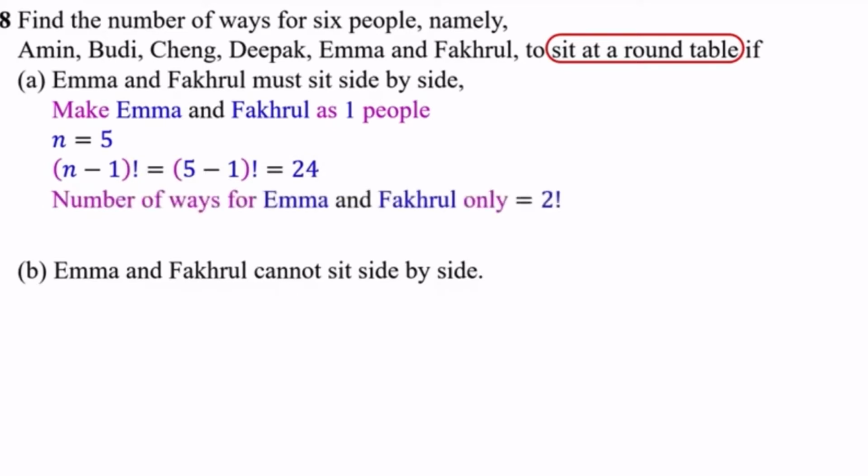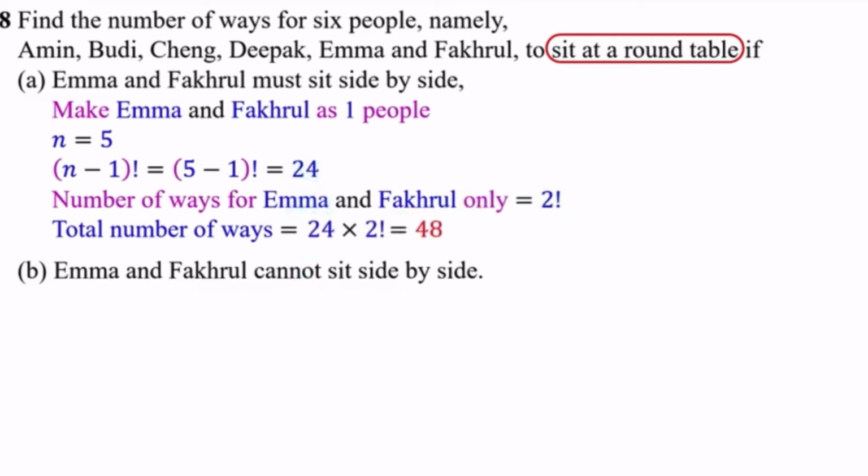So the number of ways for Emma and Fakru is 2P2 or 2 factorial, right? So in order to arrange the 2 into 1, we have 2 factorial. So the total number of ways is equal to 24 times 2 factorial. So the answer is 24 times 2 times 1. So the answer is 48 ways.